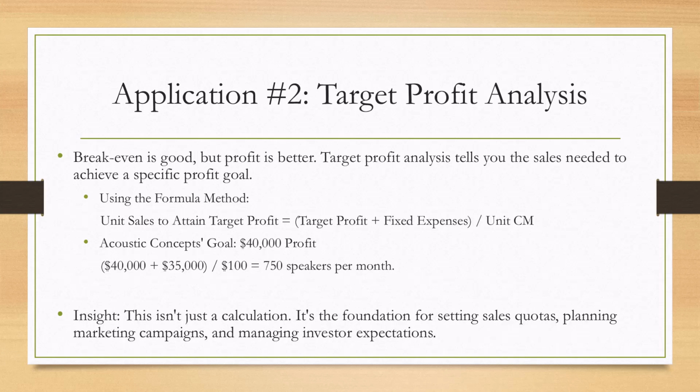Breaking even is essential for survival, but of course, the goal of any business is to generate profit. Target profit analysis allows us to calculate the sales level needed to achieve a specific profit goal. The formula is a simple extension of our break-even formula. We take our target profit, add it to our fixed expenses, and then divide the whole thing by our unit contribution margin. If Acoustic Concepts wants to achieve a target profit of $40,000, we add that to the $35,000 in fixed costs and divide by $100. The result is 750 speakers per month.